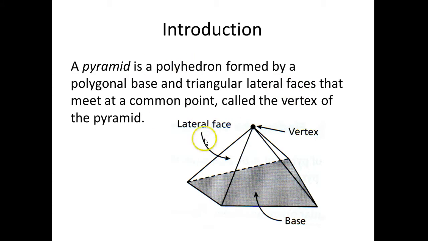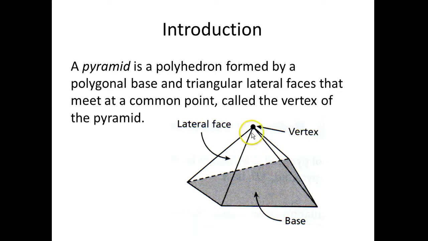What that essentially means is if you want to construct a pyramid, you start with the base. Now the base can have any number of sides. This particular one has 4 sides, so it has a quadrilateral base. You could easily have a base that's a pentagon, a hexagon, and so on. So you can choose the base at will.